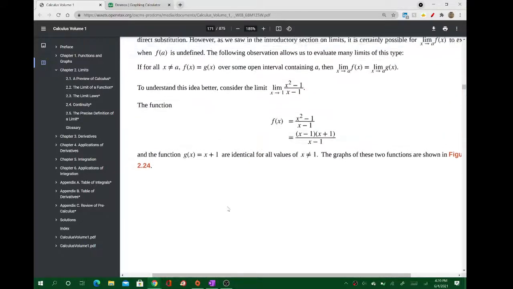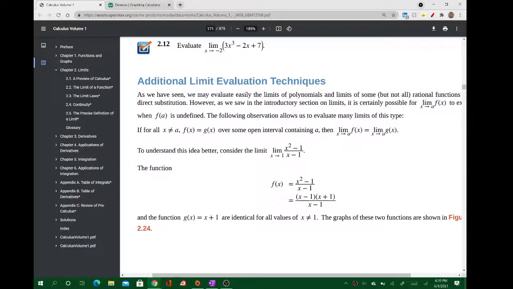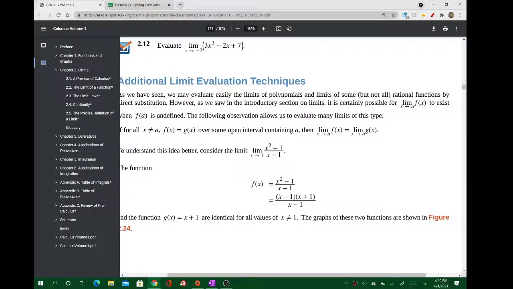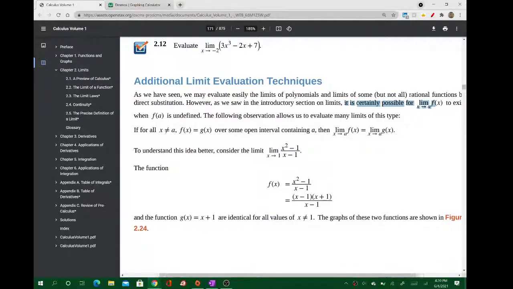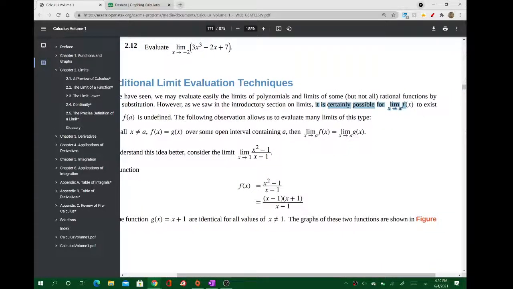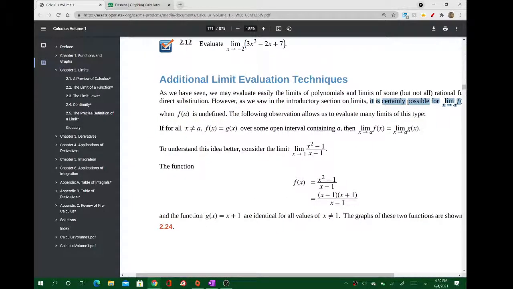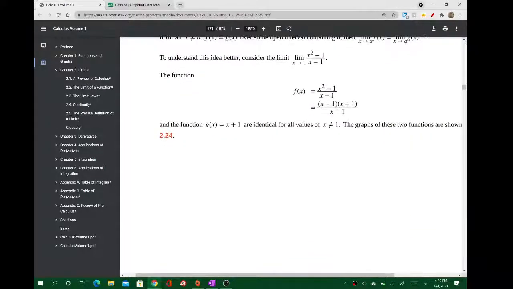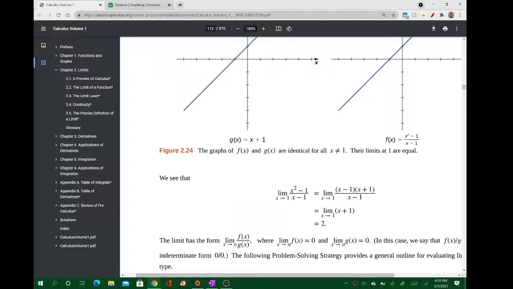Like it said over here, if for all x does not equal a, it is certainly possible, and I really want us to keep this in mind, for the limit as x approaches a of f of x to exist when f of a is undefined. You have to remember that. Just because it is undefined at a point doesn't mean that the limit does not exist.